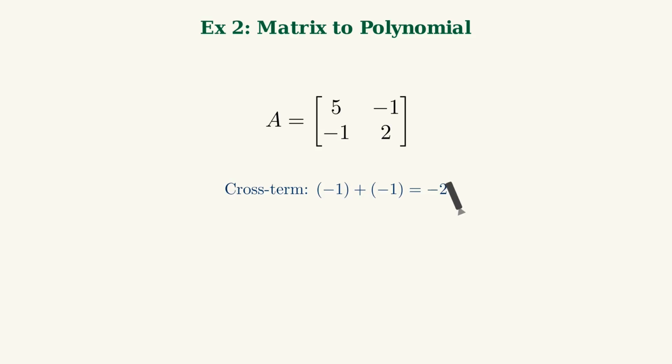Example 2. Given this symmetric matrix, let's find the quadratic form it represents. The cross-term coefficient is the sum of the off-diagonals, which is -2. So the quadratic form is.